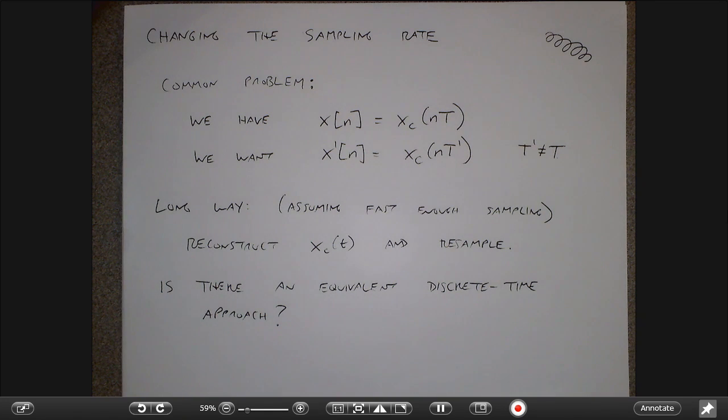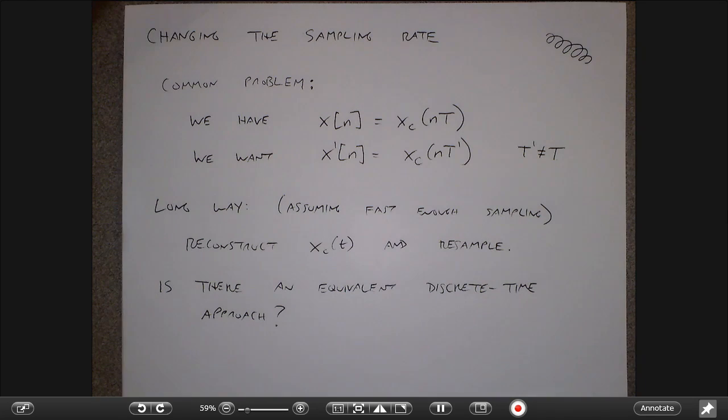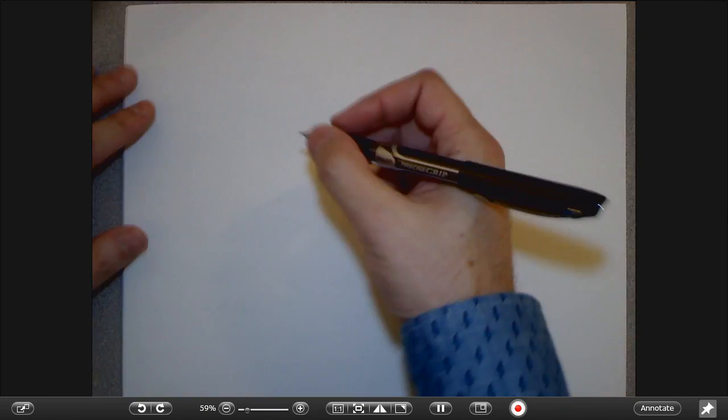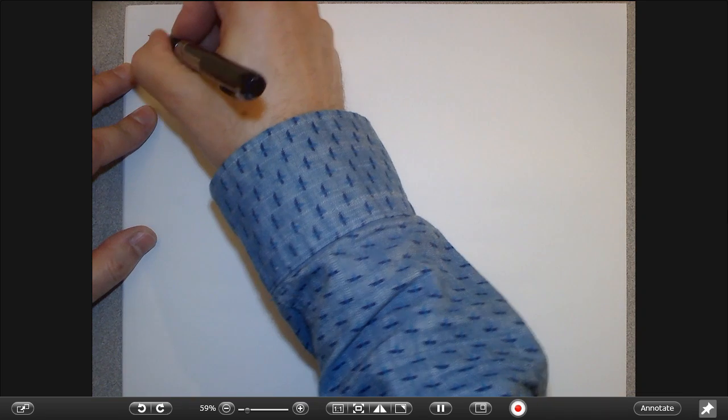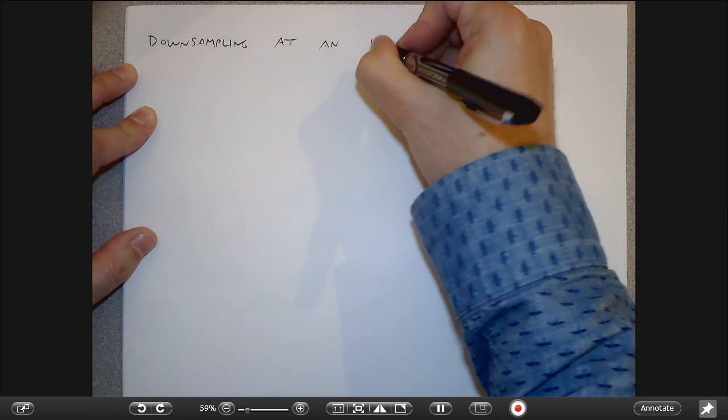Okay, so what I'm going to talk about are basically two different ways of doing things. These are called upsampling and downsampling. Let's talk about some easy cases first. So downsampling at an integer rate.